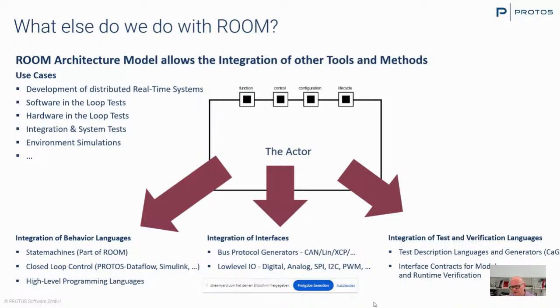Last thing, you can integrate test and verification languages. For example, the test description language and generators in our mini-HIL environment, our software and hardware in the loop environment. Also, we have interface contracts for model and runtime verification. So if you want to make your model not only robust on model level, but also robust during runtime, you can generate, for example, runtime verification. So there are a lot of different applications. Also, you can generate documentation to understand your system better, and so on.